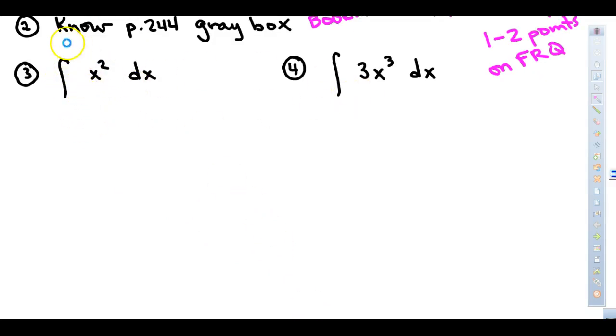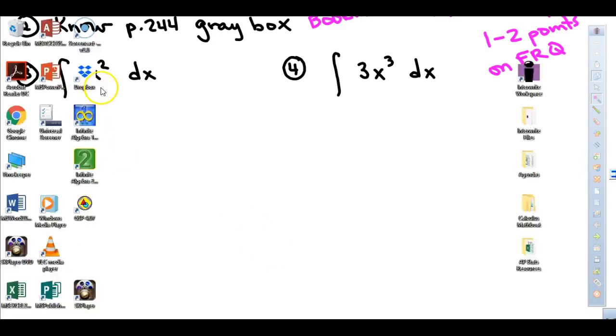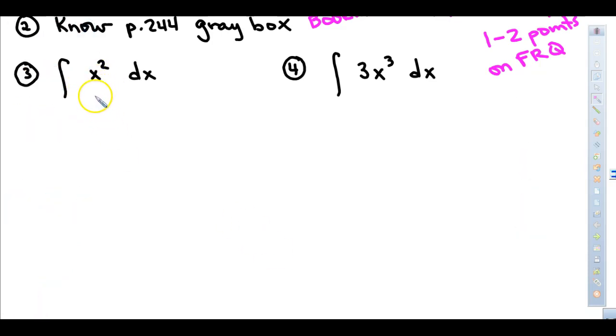So here is my integral, okay? That symbol right there is called an integral. And we're doing the integral of x squared dx. That means that x squared is your f of x. So this is f prime, and what we're going to do is figure out what f of x was, okay?